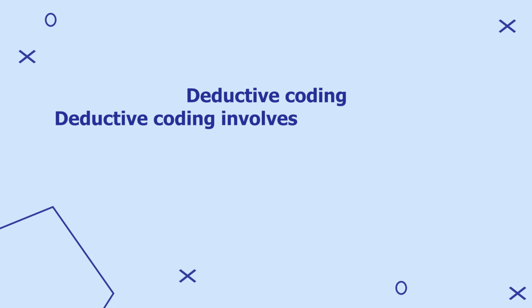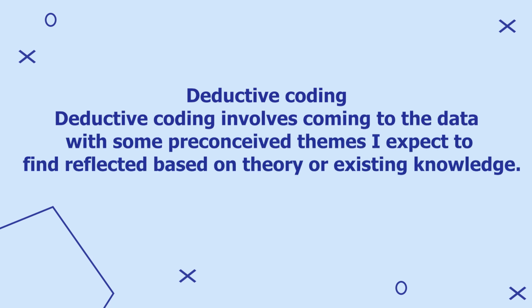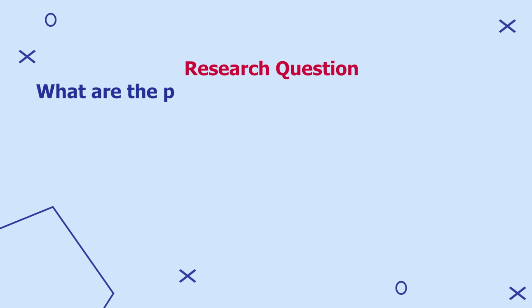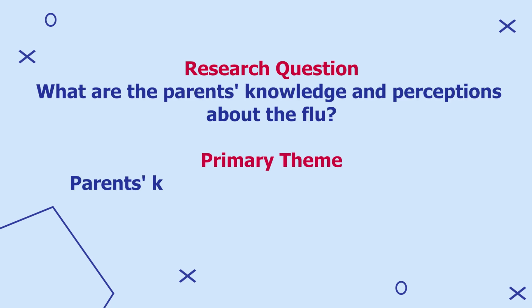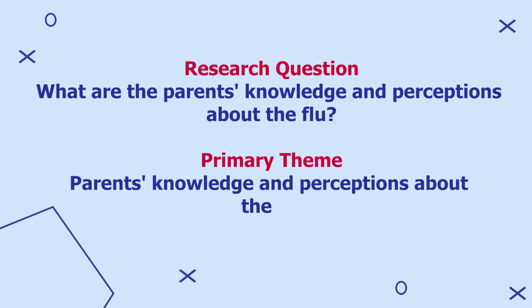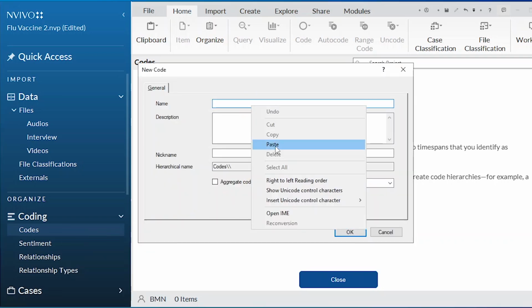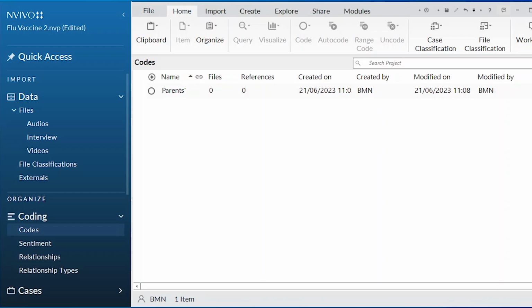Remember, I'm using the deductive approach to coding. Deductive coding involves coming to the data with some preconceived themes. So I want to create themes from my research question. And considering the research question of what are the parents' knowledge and perceptions about the flu, I can come up with a primary theme of parents' knowledge and perceptions about the flu. So I right click on the codes area and I create a new code and call this parents' knowledge and perceptions about the flu. That's the first code.